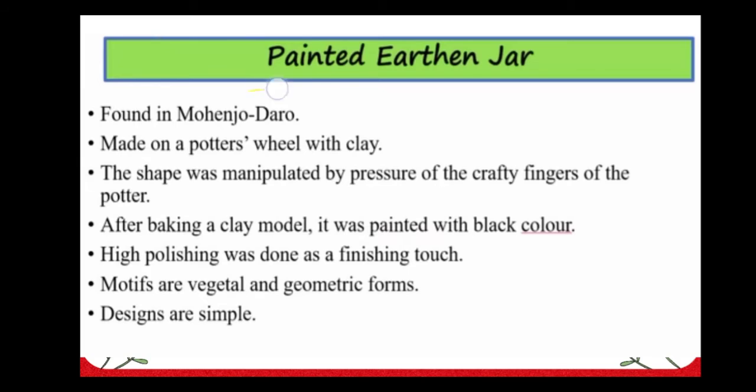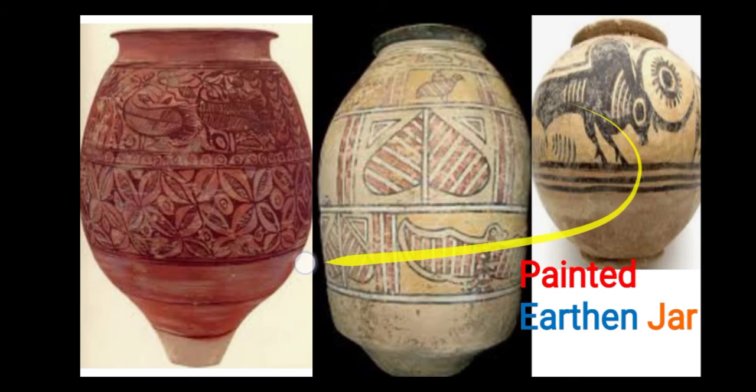Next, the painted earthen jar. Found mostly in Mohenjo-daro, it was made on a potter's wheel with clay. The shape was manipulated by the pressure of the crafty fingers of the potter. After baking the clay model, it was painted with black color, and high polishing was done as a finishing touch. Motifs were vegetal and geometric forms, and the designs are very simple. So these are the examples of some earthen pots.